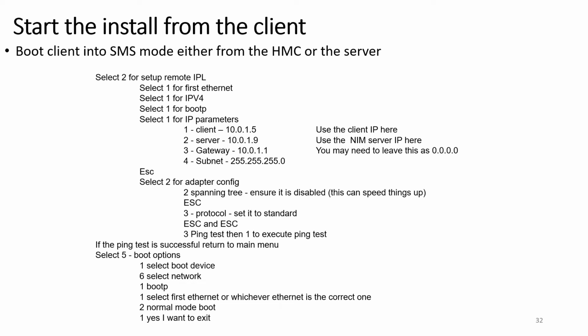And then you do a ping test, and if the ping test is successful, you go back to the main menu and you're going to select your boot device, which will be the network, and you're basically going to tell it to boot from whatever the Ethernet connection is that you actually have set up for the Ethernet at the very top.